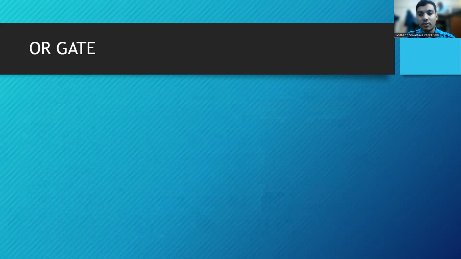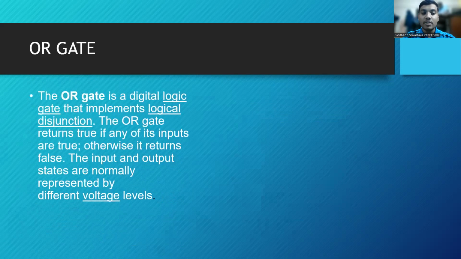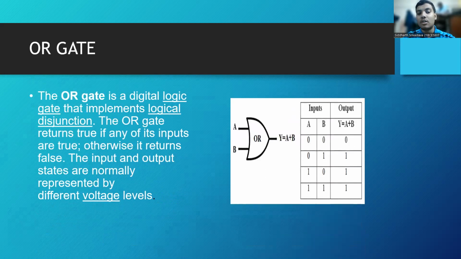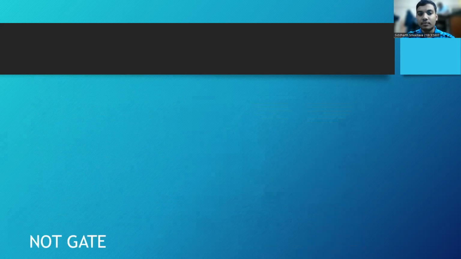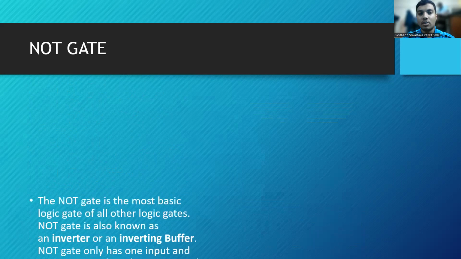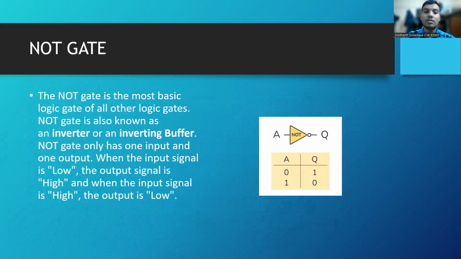Now we will study the OR gate. It is a digital logic gate that implements logical disjunction. That means that even if one value is 1, it will return 1, otherwise it will return 0. Now here is the NOT gate. It is the most basic gate and it is also known as a logical inverter, because whatever input we give, it inverts it. If we give 0, it will give 1, and if we give 1, the output will be 0.